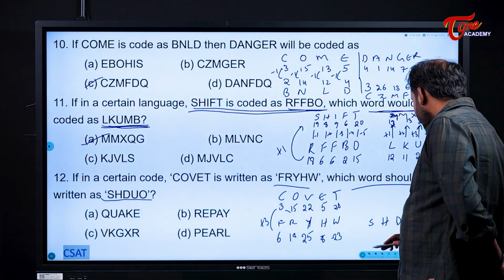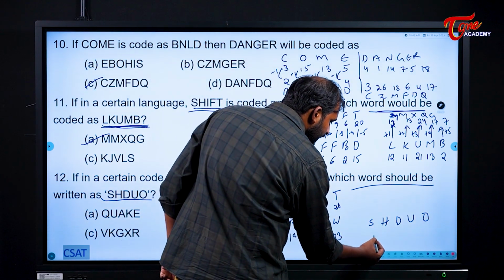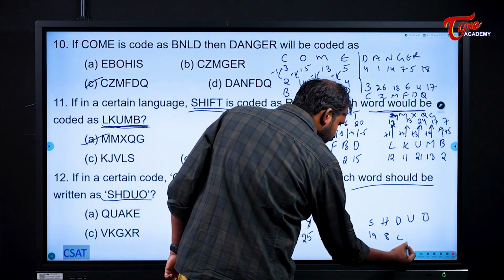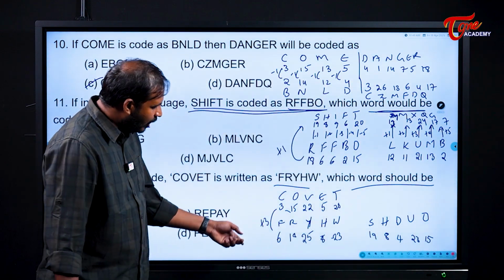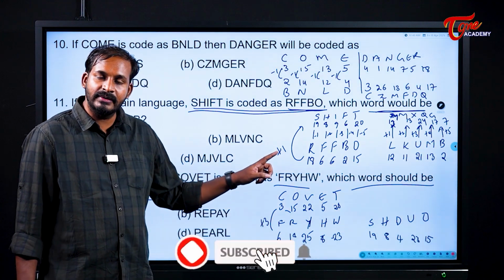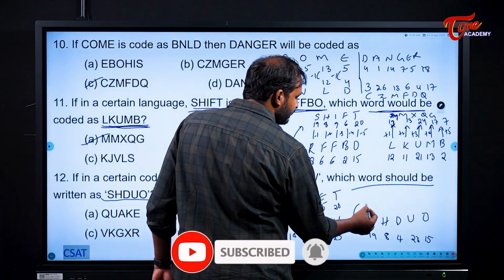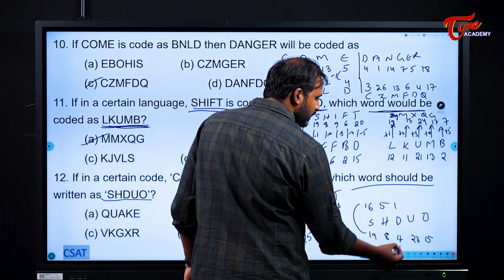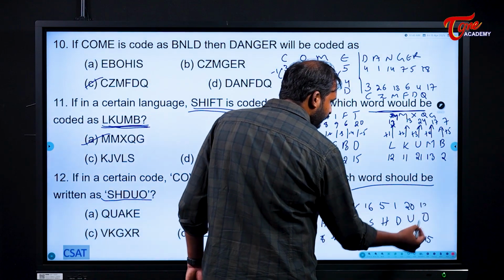SHDUO. What is S? S is the 19th alphabet, H is 8th alphabet, D is 4th, U is 23rd and O is 15th alphabet. So from top to bottom, if it is +3, +3, +3, from bottom to top it will become what? -3, -3, -3. So here what happens? 19 -3 it will become 16, 8 -3 it becomes 5, 4 -3 it becomes 1, 23 -3 it becomes 20, 15 -3 it becomes 12.